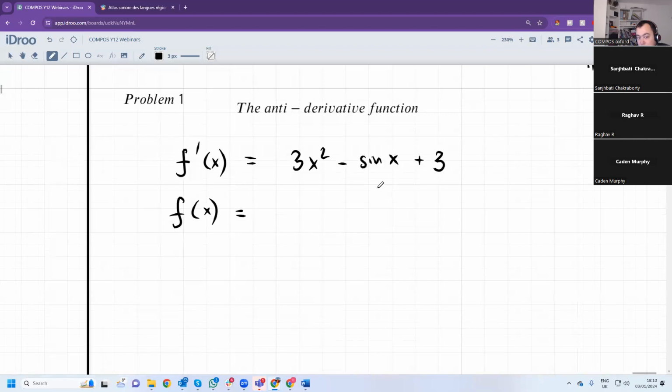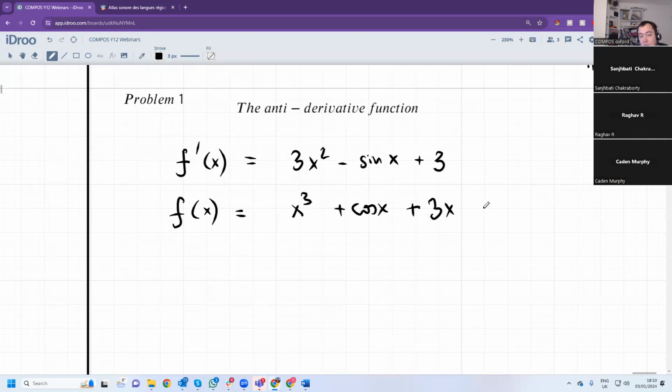And you could probably very easily guess what the function was. So 3x squared, which function has a derivative of 3x squared? Well, it's x cubed, right? Which function has a derivative of minus sine x? Well, it's cos x. Which function has a derivative of 3? Well, that's 3x.